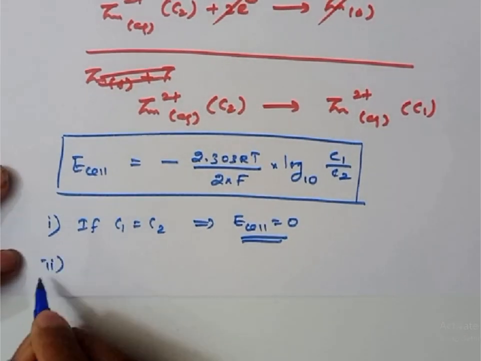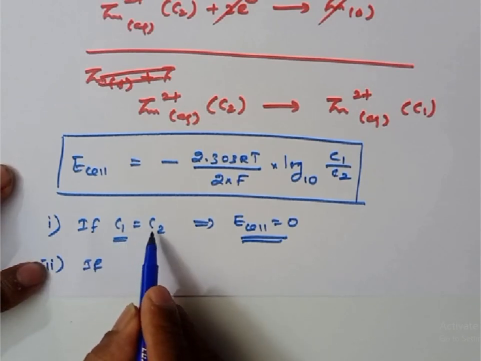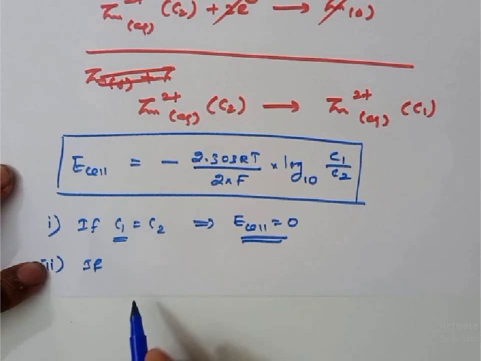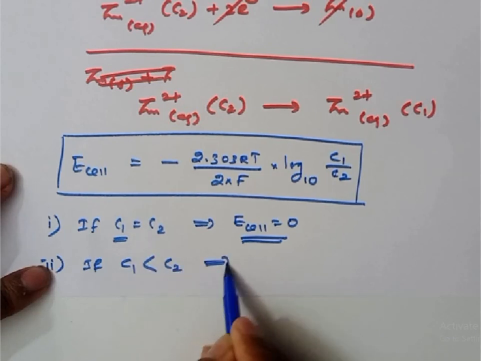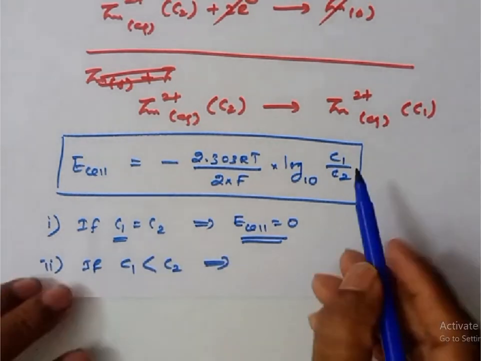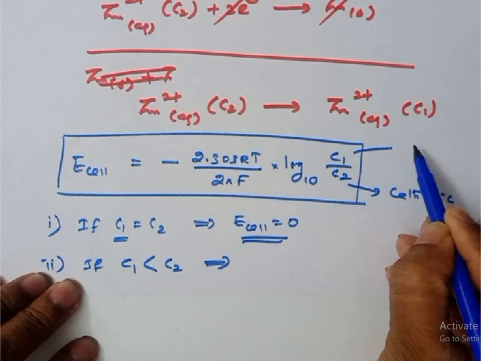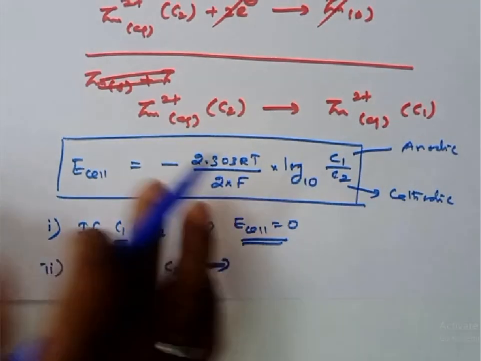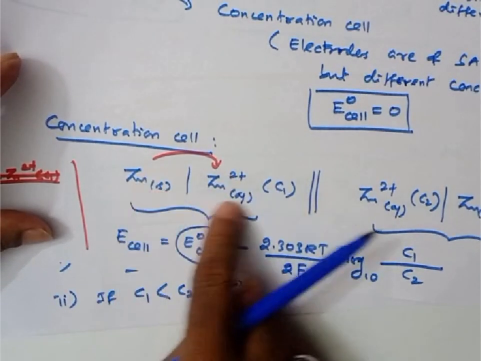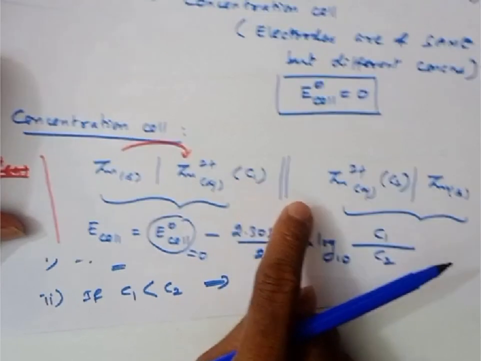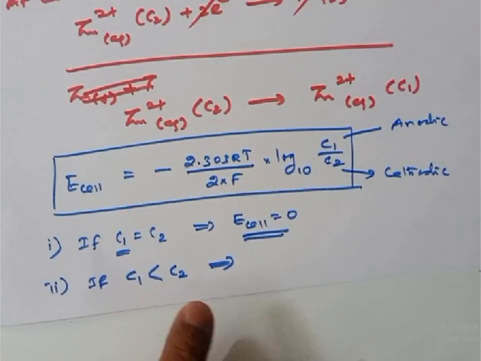Now, second point. Listen, student. C1 is the concentration in the anodic compartment, correct? C2 is the concentration in the cathodic compartment. See, I'll show you. This is the anodic compartment, with concentration C1, and C2 is the concentration in the cathodic compartment. Now, if C1 is less than C2, what will happen?